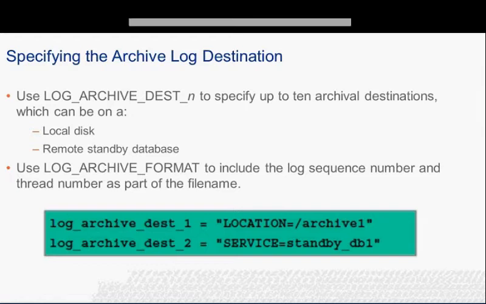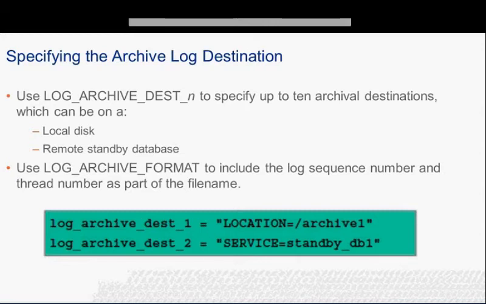LOG_ARCHIVE_DEST and LOG_ARCHIVE_DUPLEX_DEST parameters. These are alternative means of defining multiple archive locations, and the idea is to specify a primary location by using the LOG_ARCHIVE_DEST parameter and to use the LOG_ARCHIVE_DUPLEX_DEST parameter to define a backup destination. Note, the two methods for defining archive destinations are mutually exclusive.